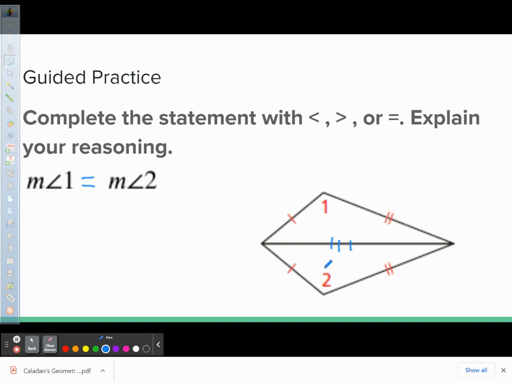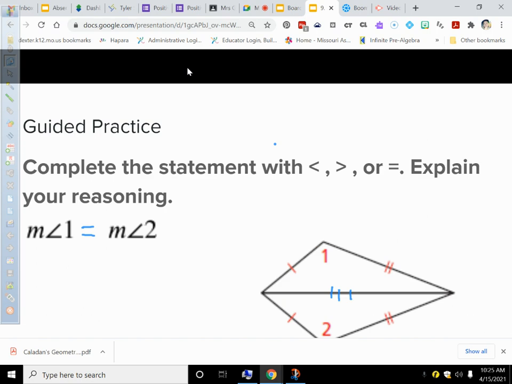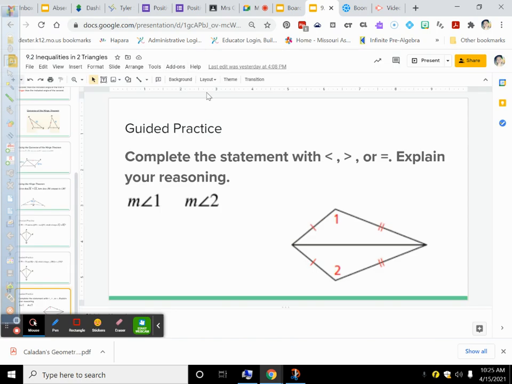Alright, with your notes, you need to number them. For you, it's either page 41 or 42. And then you would need to put 9.2 inequalities in two triangles and fill out your table of contents. Right now, you need to do what I told you to do. After you put up your 9.2 notes, you need to get out your 9.1 notes.